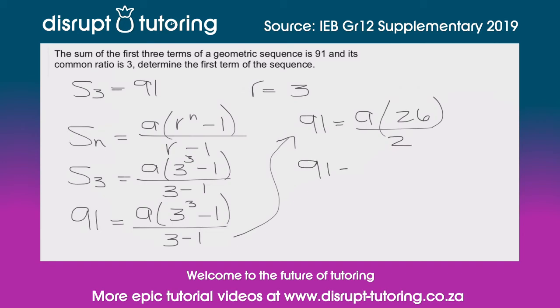Moving on to the next step, we've got a. So the 26 divided by 2 is going to give us 13. Right, so 13a. And now we can divide both sides by 13. So 91 divided by 13 gives us 7. And that solves the answer for this particular question.